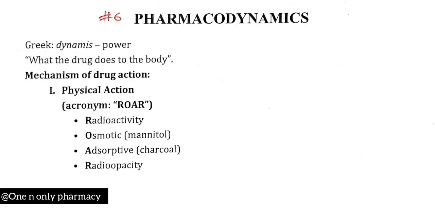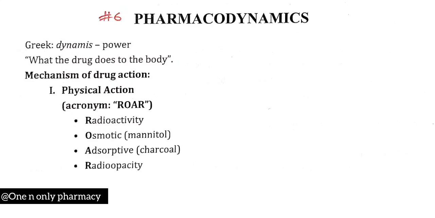So first, dynamic is a Greek word. It's called power. What the drug does to the body. Pharmacodynamics means what the drug does to the body, meaning its action, its mechanism, its side effects, its adverse effects, its reactions. And pharmacokinetics means how the body treats the drug, what the body does to the drug. Okay, and in dynamics, what the drug does to the body.